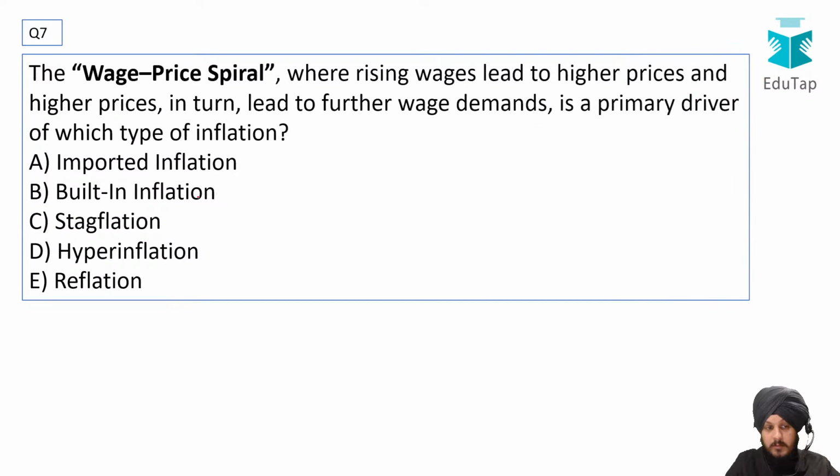Now moving on to question number 7. The wage price spiral, where rising wages lead to higher prices and higher prices in return lead to further wage demands, is a primary driver of which type of inflation? Question number 7.